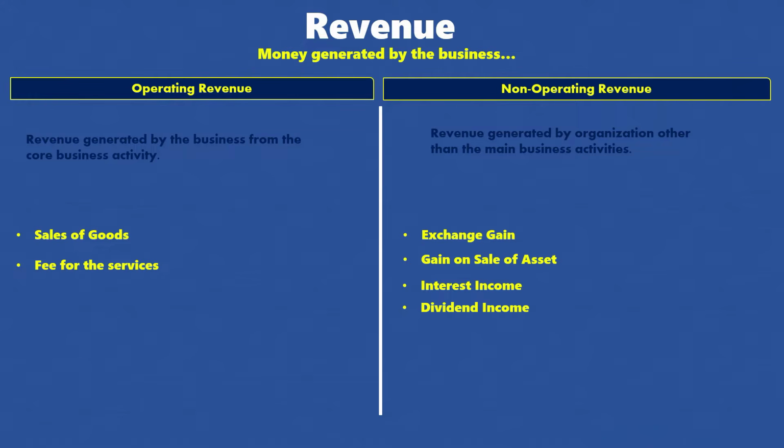Now for that restaurant, or even for that university, or even for that law firm, this income is not related to their core business activity, so that is going to be called non-operating revenue.